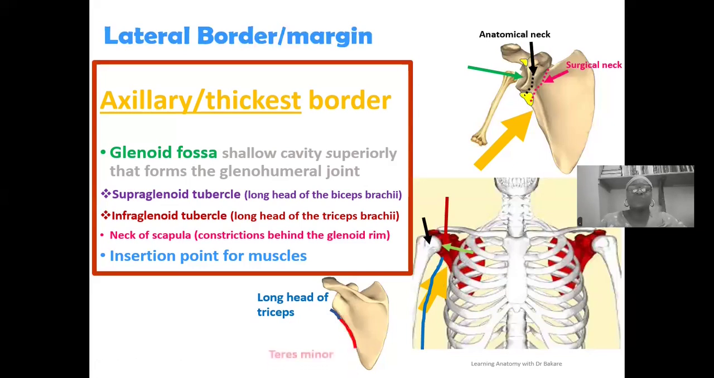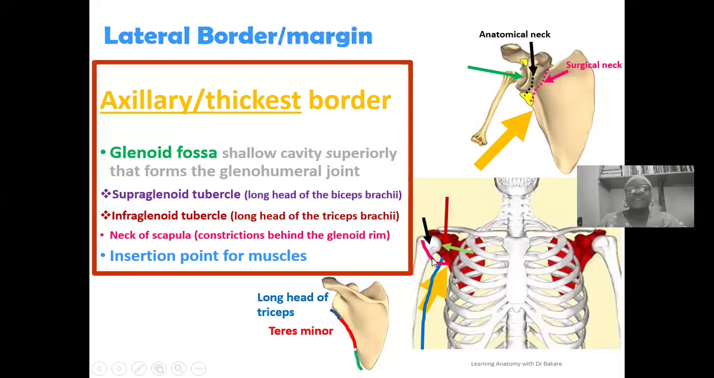Inferior to this region, we have the teres minor muscle. This is the teres minor muscle here, highlighted in red. So using this image by the side, this is where we have the teres minor muscle. And you see this muscle emerging from the lateral border of the scapula, and you see it inserted on the greater tubercle of the humerus, taking a horizontal direction.